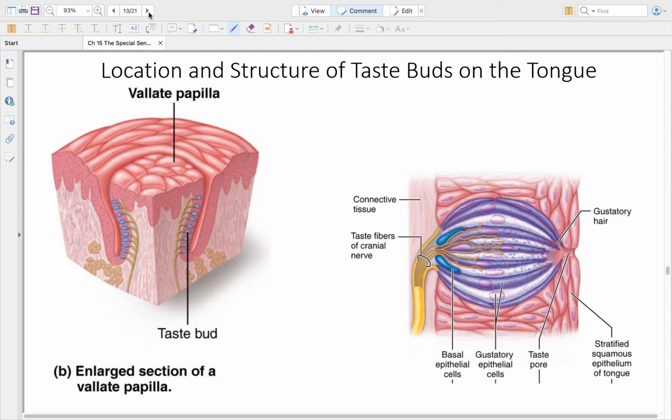Now if we look closer, you can see this papilla. This whole thing is one papilla, and then you can see a range of taste buds. Every taste bud is connected to a neuron. Very good.